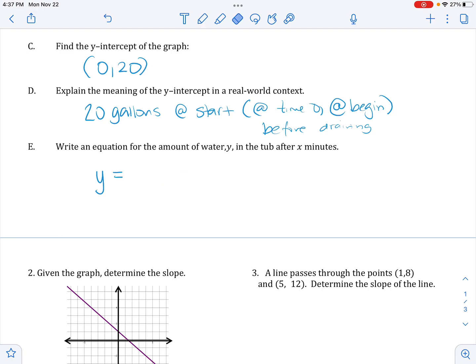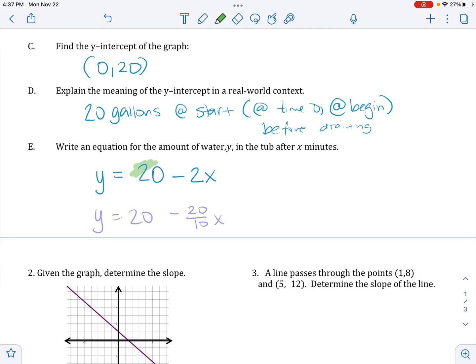So again, just to walk you through what I did there. Begin with 20 gallons. I'm losing 2 gallons, but I'm losing 2 gallons every minute, so it doesn't make sense to just do 20 minus 2. We need an x there. Or if you prefer, a nice alternative is 20 minus 20 over 10x.